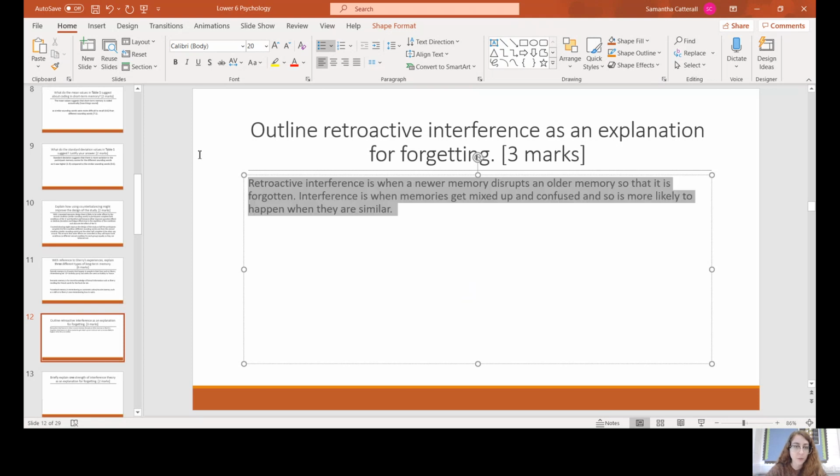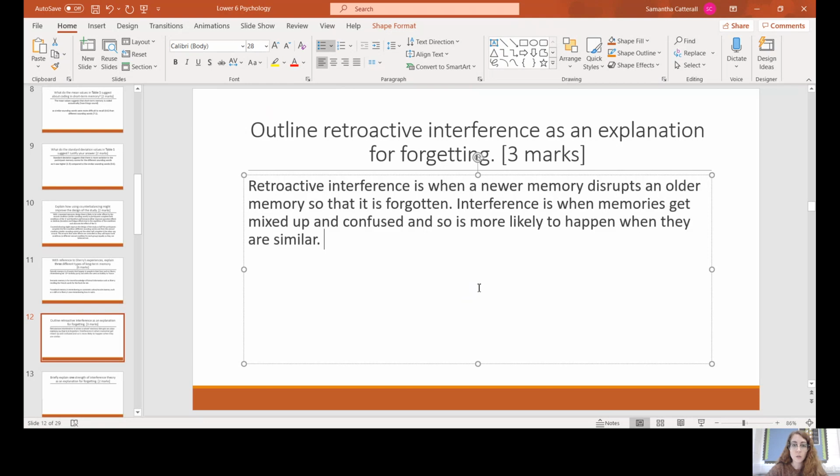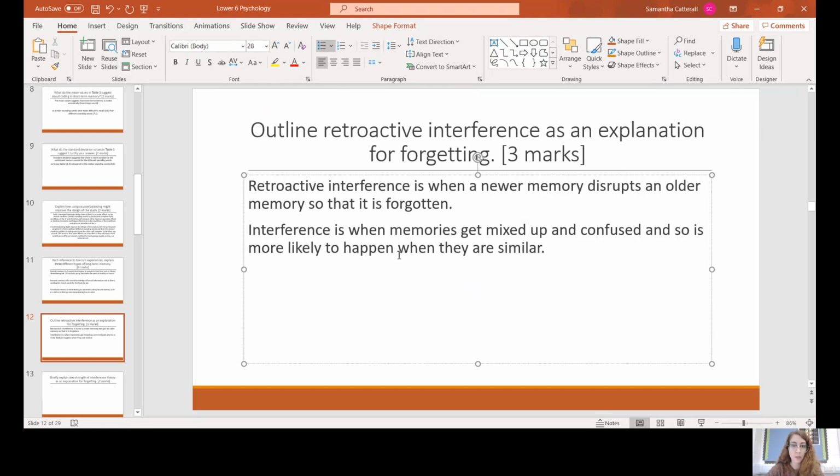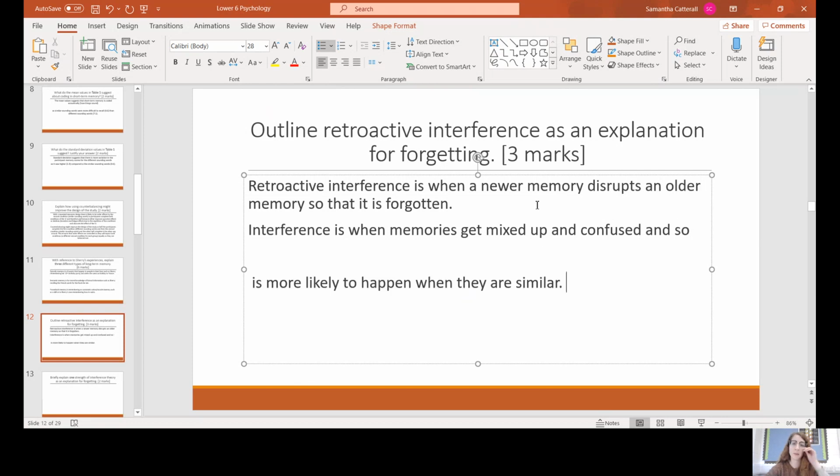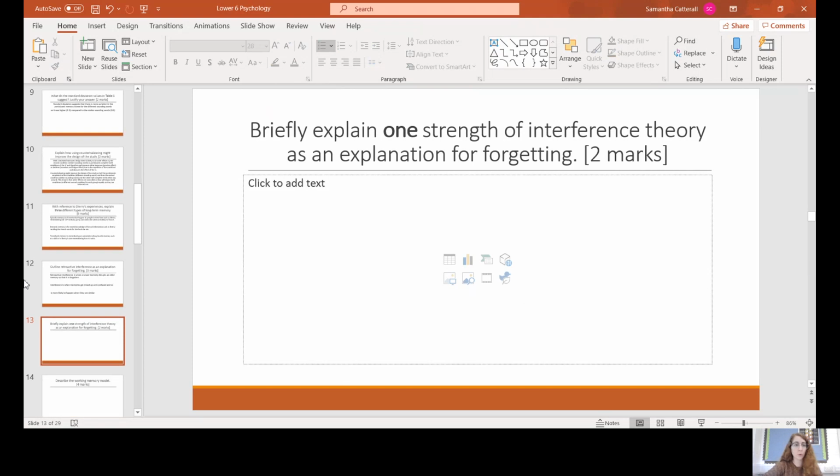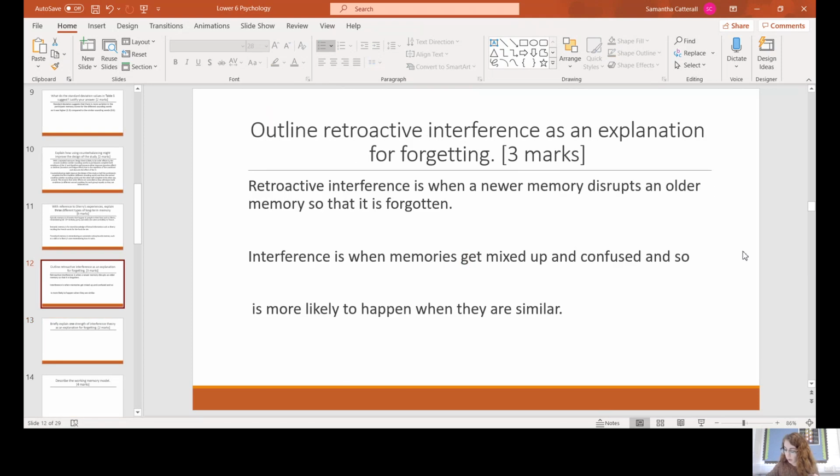So I'll break this up into the 3 marks. A newer memory disrupts an older memory so that it's forgotten. Interference is when memories get mixed up and confused. And so it's more likely to happen when they're similar. That's all you've got to put to get 3 marks.